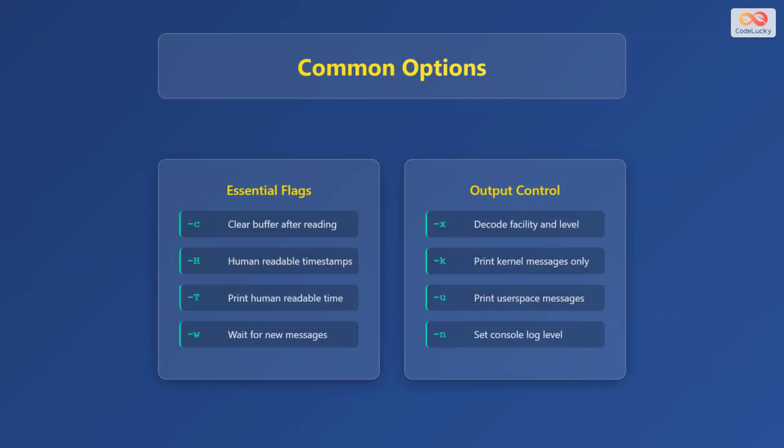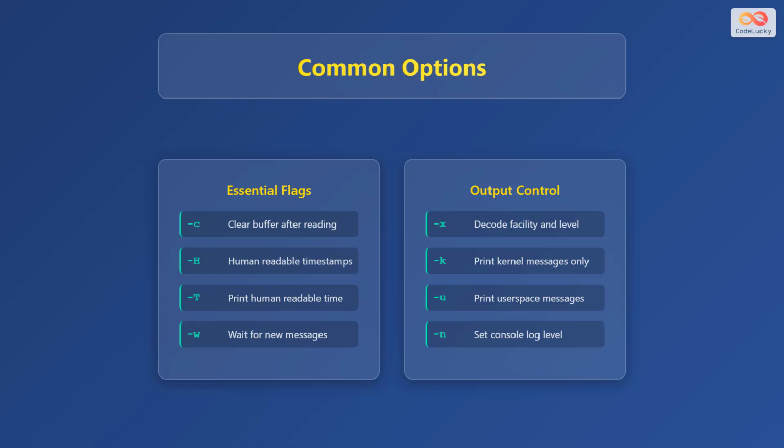Here are some essential flags that you can use with the dmesg command. The -C option clears the buffer after reading the messages. -H provides human-readable timestamps, making it easier to understand when events occurred. -T prints human-readable time directly in the output. -W waits for new messages, allowing you to monitor the system in real time.